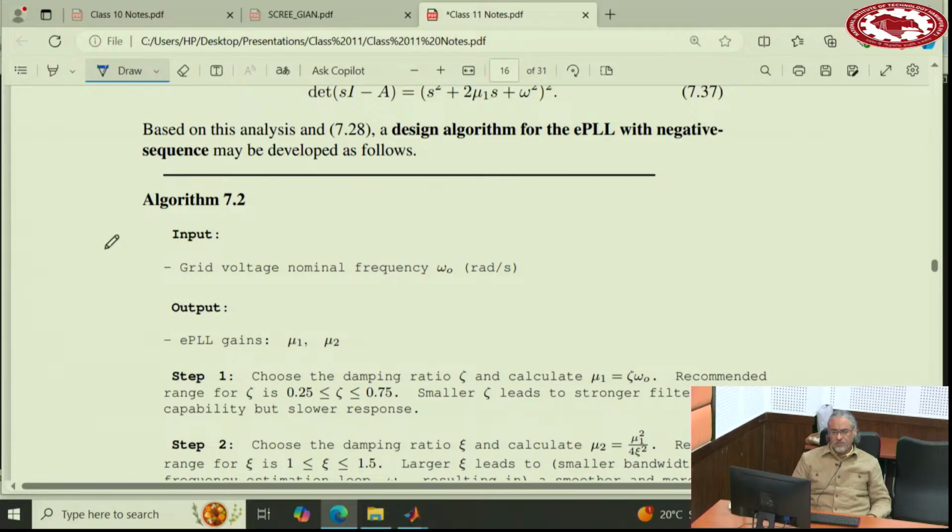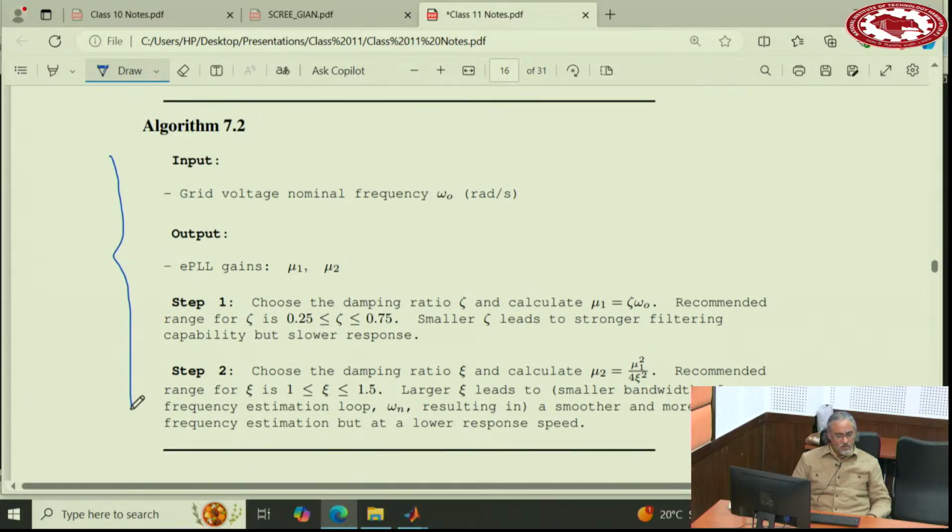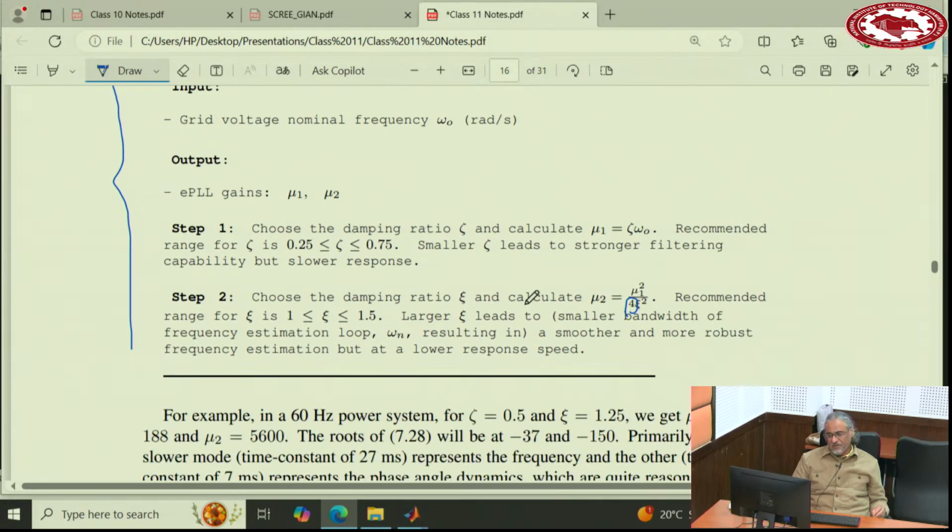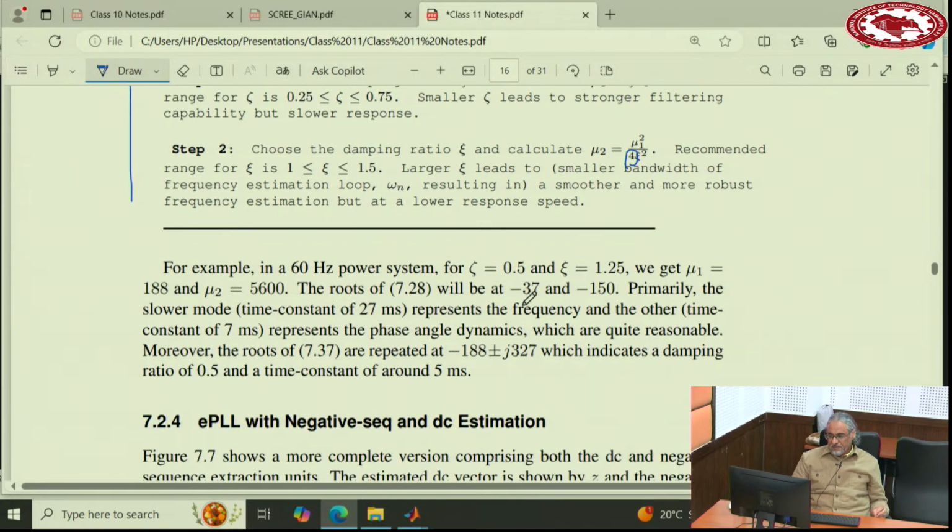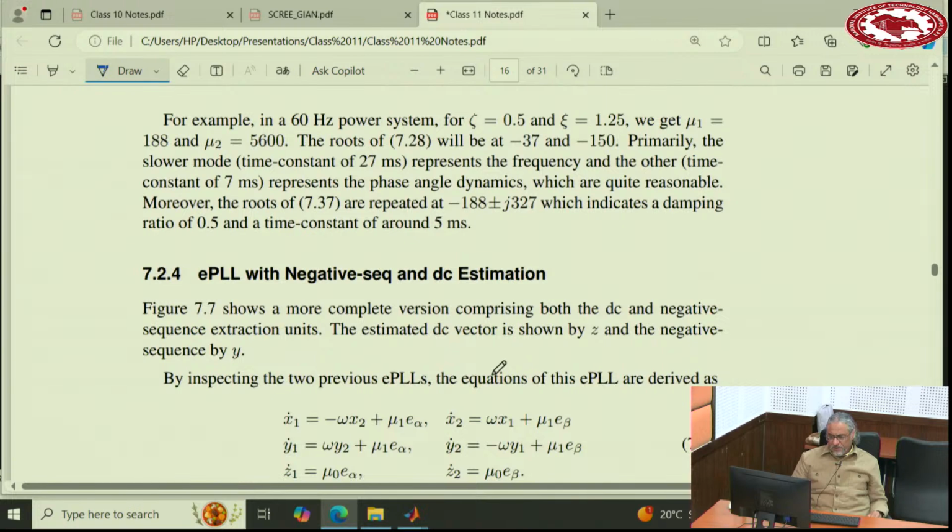And then, again, you derive a simple algorithm for the design of mu1 and mu2 for this system. Mu3 is the same as mu1. This algorithm is significantly important, but at the same time simple. And if you look at it, it's exactly the same algorithm that we had for single phase EPLL, with the difference that in the single phase, this number 4 was 8. Here it is 4. Otherwise, everything else is exactly the same in this and the other one. So the numbers I have explained here.